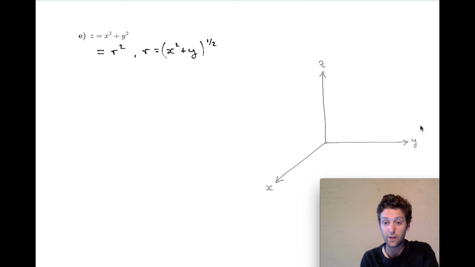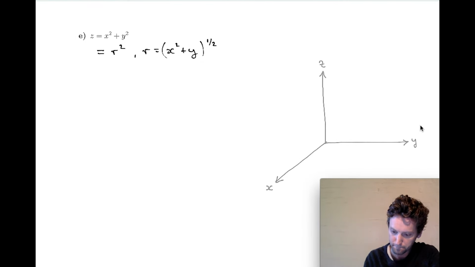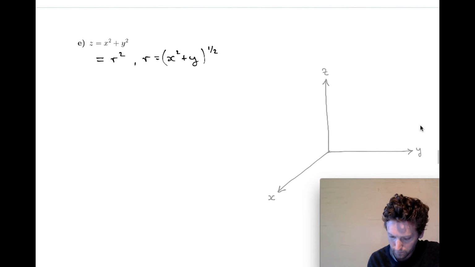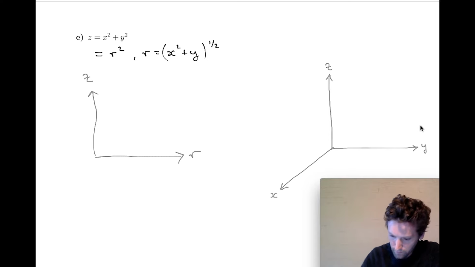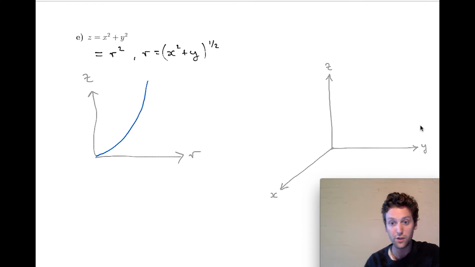So this means that this is a surface of rotation. Let's draw what this surface of rotation would look like if I only looked in the ZR plane. So my function this time is z is equal to r squared. That would be a quadratic function. It looks like that. This is the function, if you like, pressed into just the ZR plane.